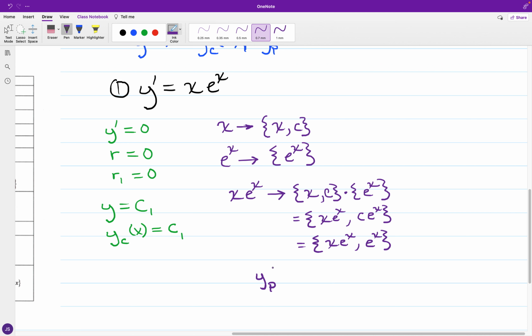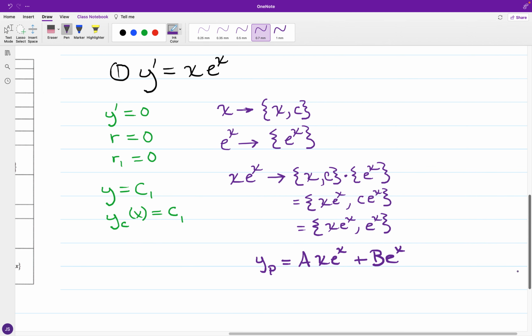we have in general terms y sub p is going to be equal to a, and we can say that from combining the family of terms and derivatives from x times e to the x, I can say that I have a times x times e to the x, and with e to the x I can say that I have plus b times e to the x. And again, we are looking at a first order derivative in the equation.